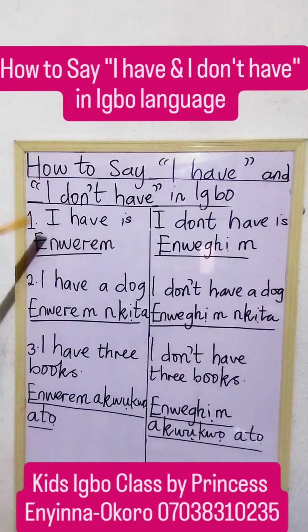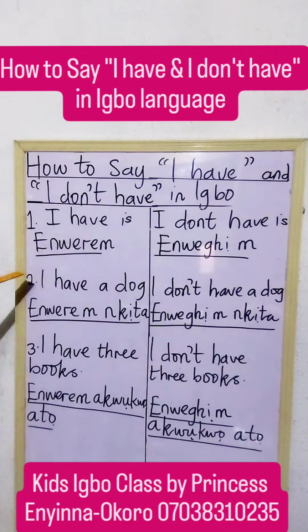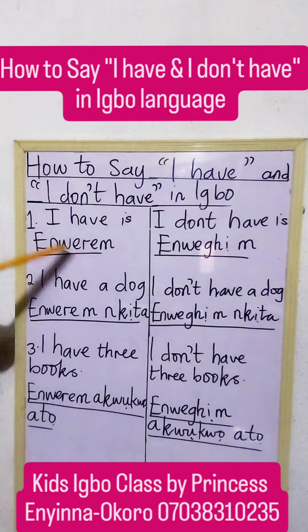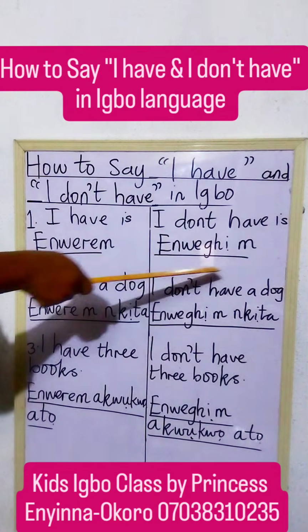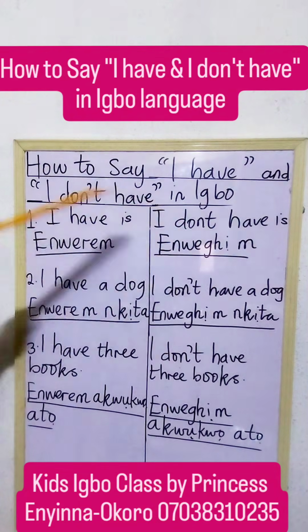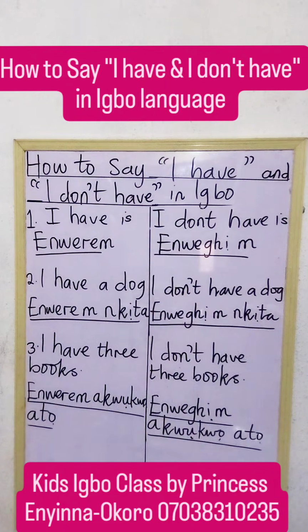The first thing we're going to learn is that I have is referred to as enwerem. Enwerem. If you want to say I don't have, you say it as enwegim. Enwegim. Now let's make sentences with it and see how we use them in sentences.